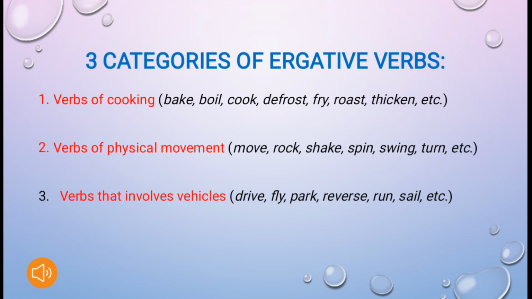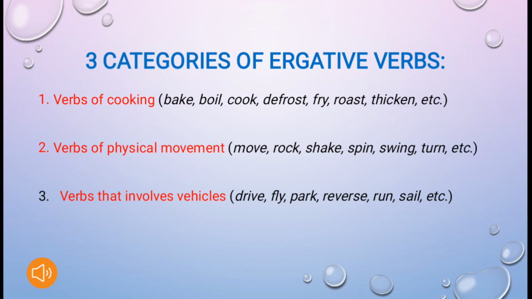And there are so many different examples of these verbs of cooking, right? So, as a sentence, we can say, I bake or I bake this cake or I baked this cake. Meaning you are using the word bake just for the verbs of cooking. Okay, and the second category, we have the verbs of physical movement. So we can use move, rock, shake, spin, swim, turn, etc. There are so many different verbs under this physical movement.